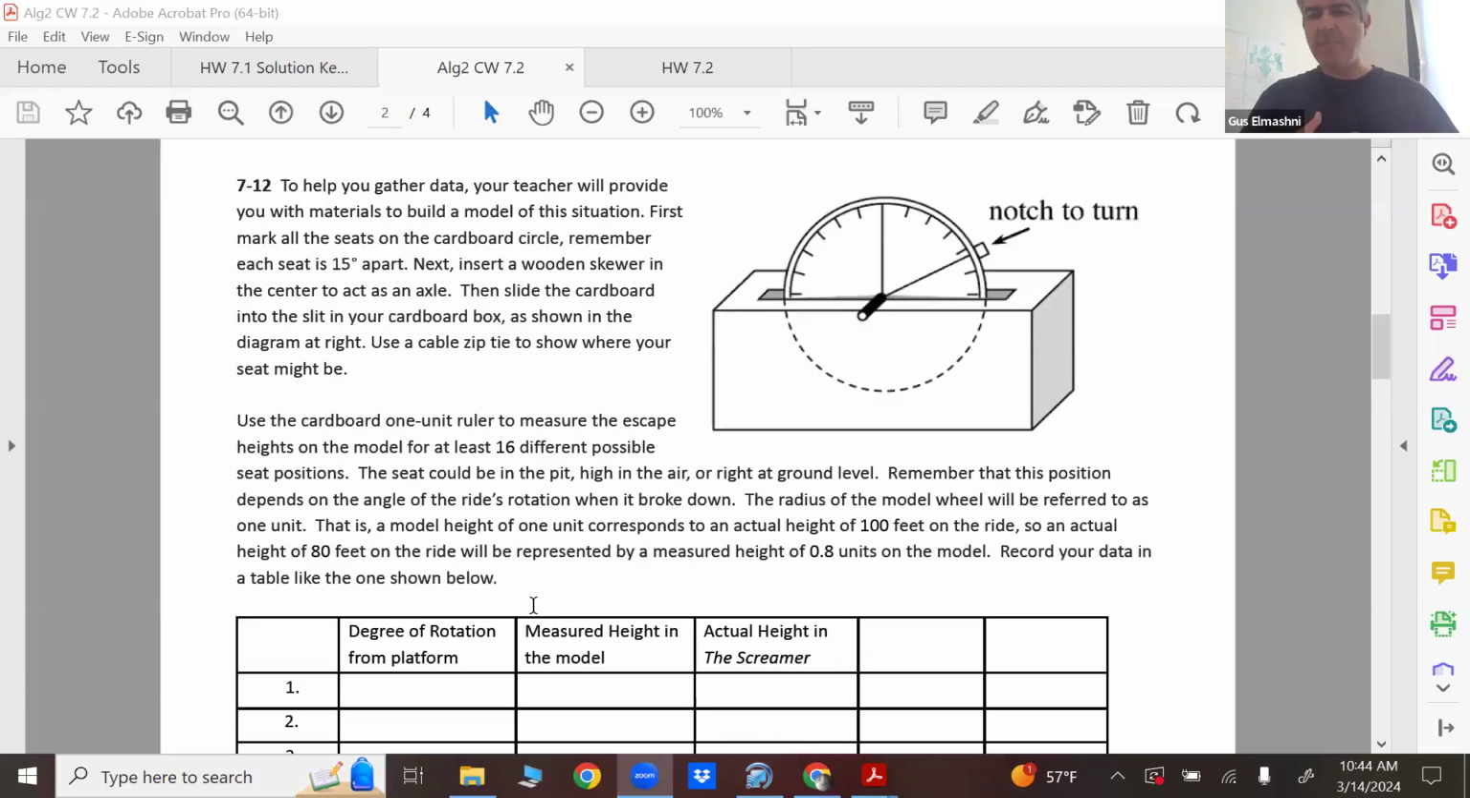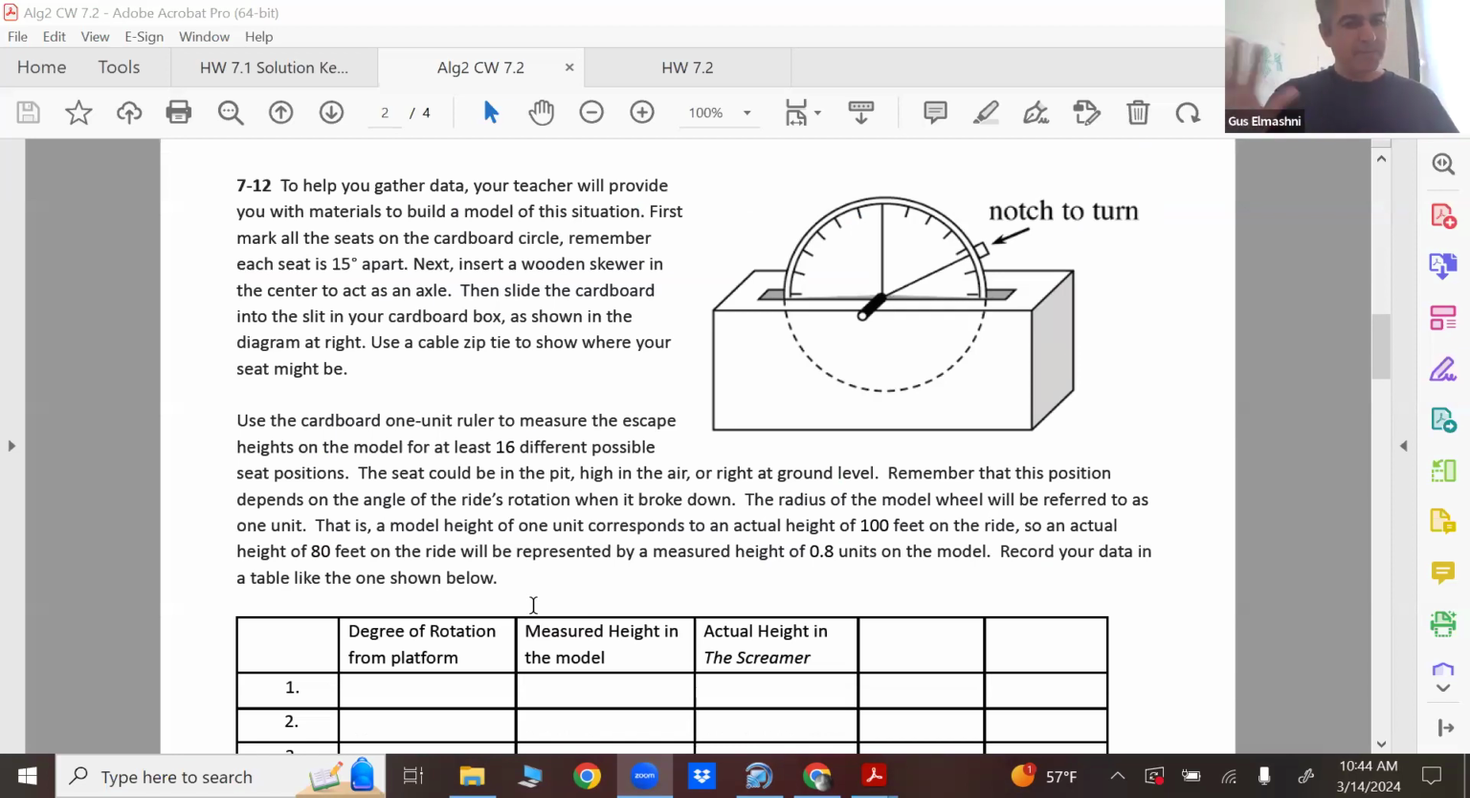Okay, and I kind of obviously somewhat messed up when I tried setting this up. So to help you gather data, this is the teamwork part. Your teacher will provide you with materials to build. Okay, this has already been built for you. So Ms. Wong actually did all. She got the cereal box, she cut the slit, she made the circle. So thank you to her, and she brought pie. So first, mark all the seats in the cardboard circle, which you guys, this is done. Each is 15 degrees apart. So you don't need to do that. That's all done for you.